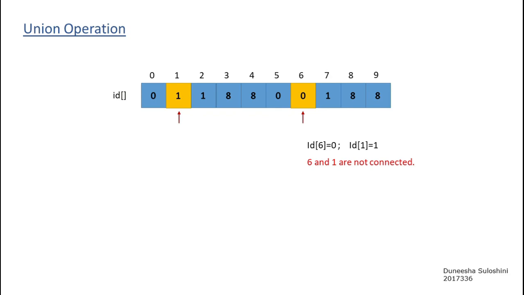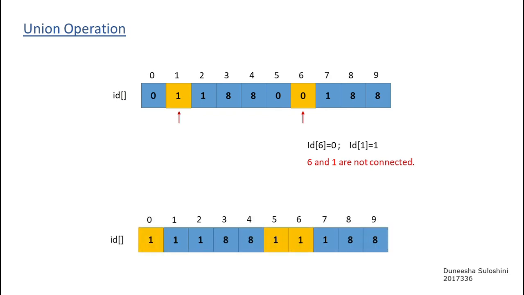To merge components containing P and Q, change all entries whose ID equals ID P to ID Q. In the example, P is 6 and Q is 1. In order to connect, we should change all entries whose ID equals ID P. So P is ID 6, and ID 6 equals 0. That 0 should be changed to the ID of 1. So 0 will be replaced by 1. So you can see here we have to replace 3 components. The problem is many values can change.